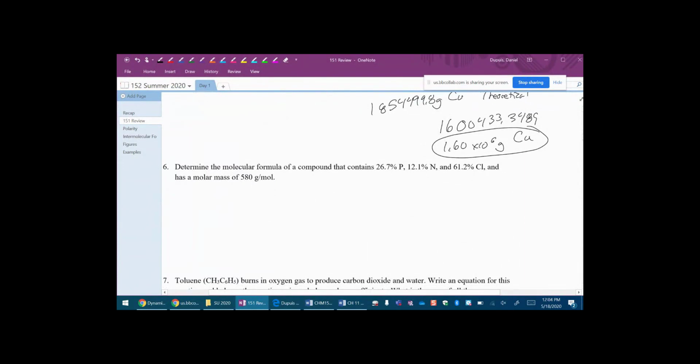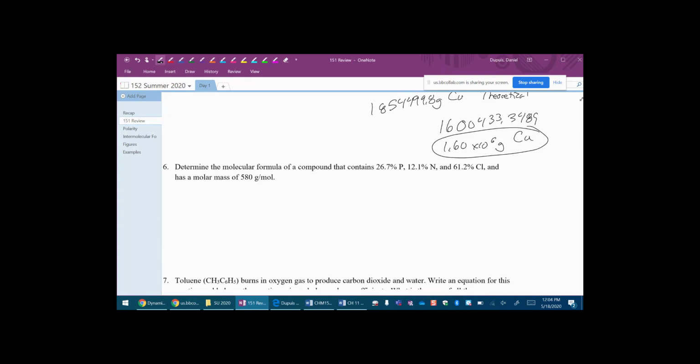Yeah, now 6. Determine the molecular formula of the compound. That's 26.7% phosphorus, 12.1% nitrogen, and 61.2% chlorine. It has a molar mass of 580. Now, you might have been taught different ways to do this, and that's fine. I always start with the percent, assume 100 grams, and go from there. I always do the empirical formula, then get the molecular.